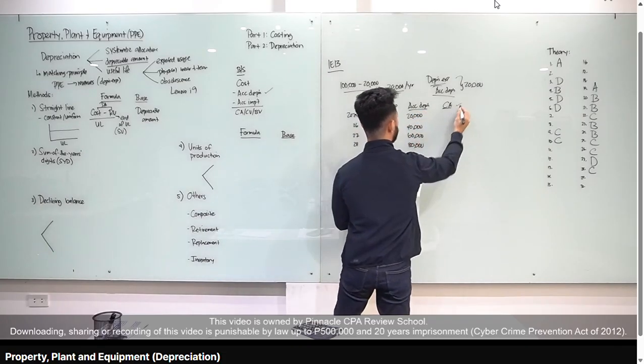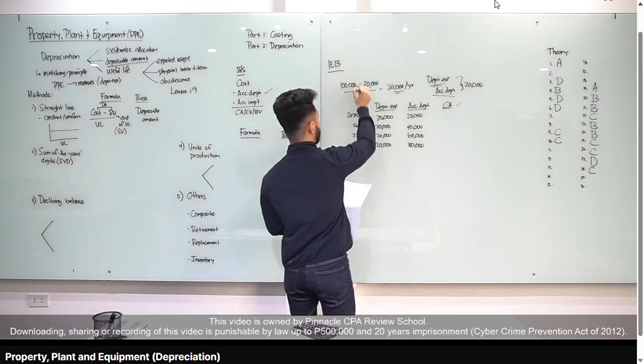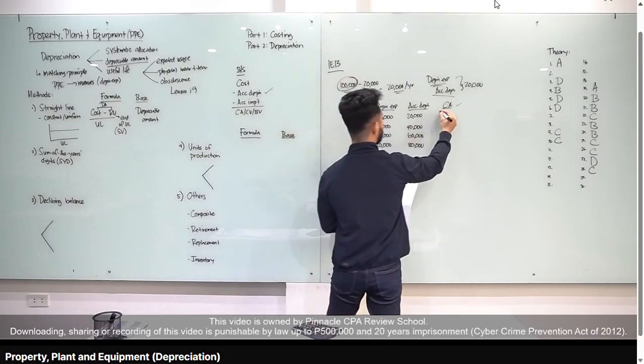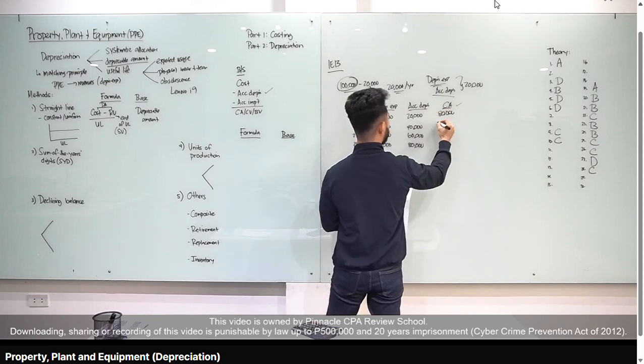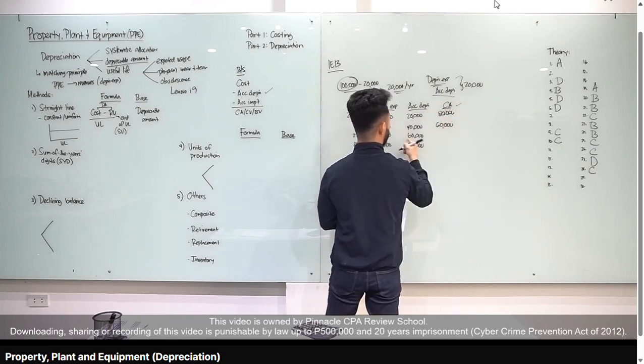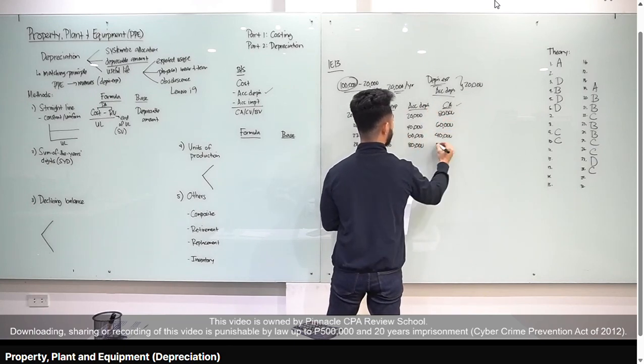Pag sinabi mong carrying amount, cost minus accumulated depreciation. How much yung cost natin? 100. 100 minus 20, this is 80,000. 100 minus 40, this is 60. 100 minus 60, 40,000. And 100 minus 80, this is 20,000.